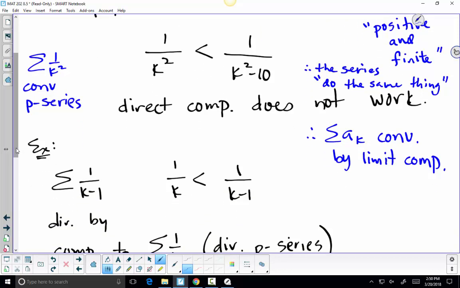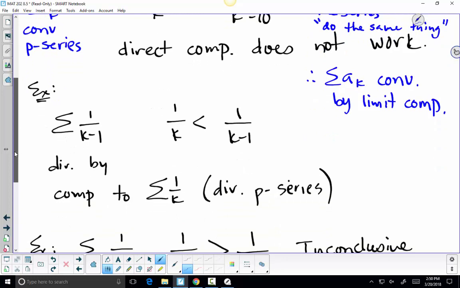That's how you build, whether you're doing direct comparison or limit comparison, the series that you're going to compare it to. You look at the core of the series by taking away non-dominant terms, coefficients, simplifying. If you had a square in the numerator and a cube in the denominator, reduce it to 1 over x or 1 over k. Yeah, so let's try it.